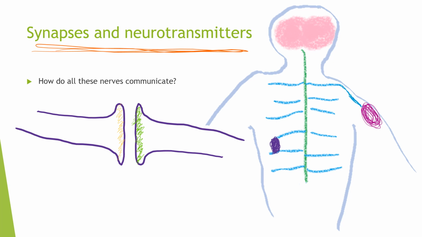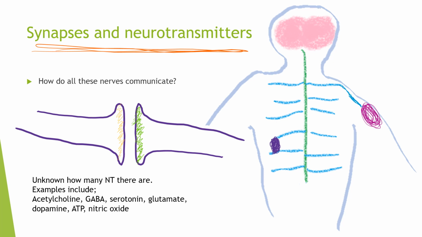time. And as you can see here from my very dodgy drawing, there is a gap in between the nerve cells. This is known as the synapse, and across this gap neurotransmitters can move from one nerve cell to another. It's unknown how many neurotransmitters there are. Examples that you'll know will be things like acetylcholine, GABA, serotonin, glutamate, dopamine, ATP, nitric oxide. The list goes on and on and on and on.